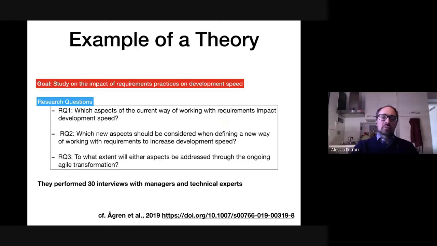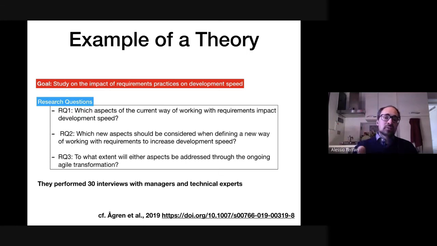This is an example, taken from a paper. The goal is to study the impact of requirement practices on development speed. So how much does doing requirements affect the speed of delivering software? Of course, the natural thing is that if I write more requirements, the software process is slower, but I can increase the quality, for example.